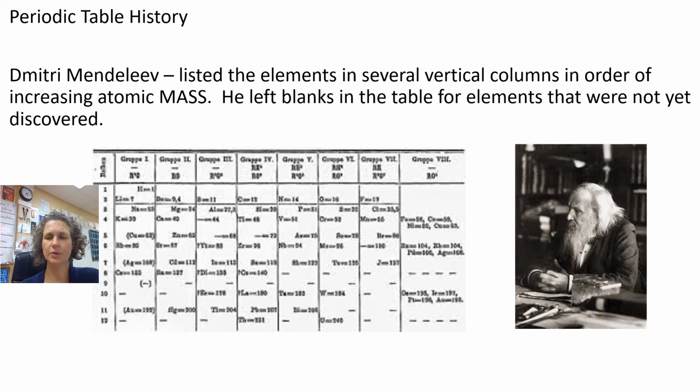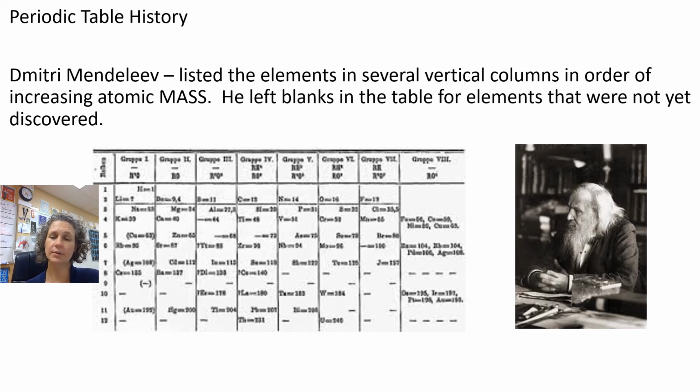And there are other people who did this, other suggestions for how to group them. He put them into columns, and he put them in order of their increasing atomic mass. So as you go across the rows, you would see the mass getting larger. I know my copy is not great. It's kind of fuzzy, but hopefully you can see the general pattern of it.